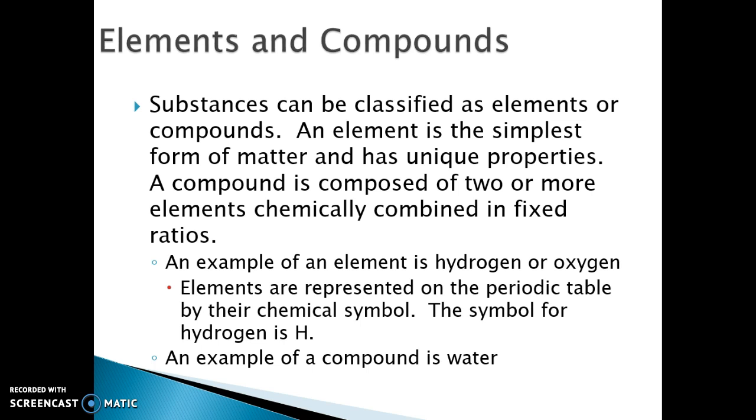An element would be any single element from the periodic table, which you should have glued in your composition notebook by now. So if I were to look up, for instance, hydrogen, which is the capital H on the periodic table, it's in the upper left-hand corner. Hydrogen is an element. It's the simplest form of matter, just an element by itself. Oxygen, for example, is another element on the periodic table. It's in the upper right-hand corner.